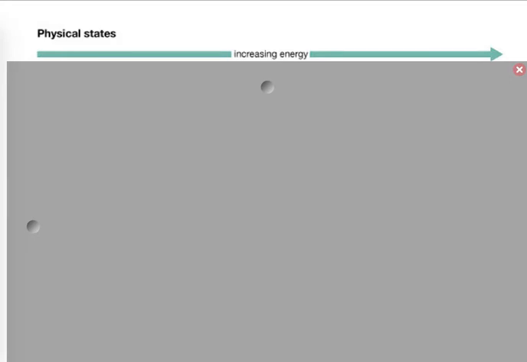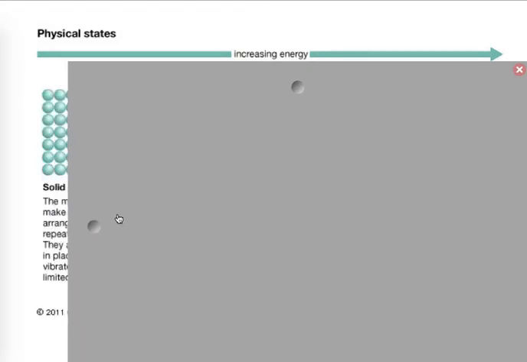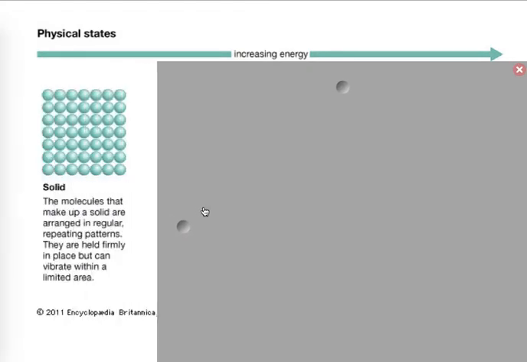Let's imagine a sample of some form of matter. Could be a metal, could be a non-metal, we don't know, but we're going to look at the physical state it occupies as a function of increasing energy. So at very low energy content, it will exist as a solid. The molecules that make it up are arranged in regular repeating patterns. The particles are held firmly in place, but they can vibrate within a limited area. As I add increasing energy, the particles respond by moving faster.